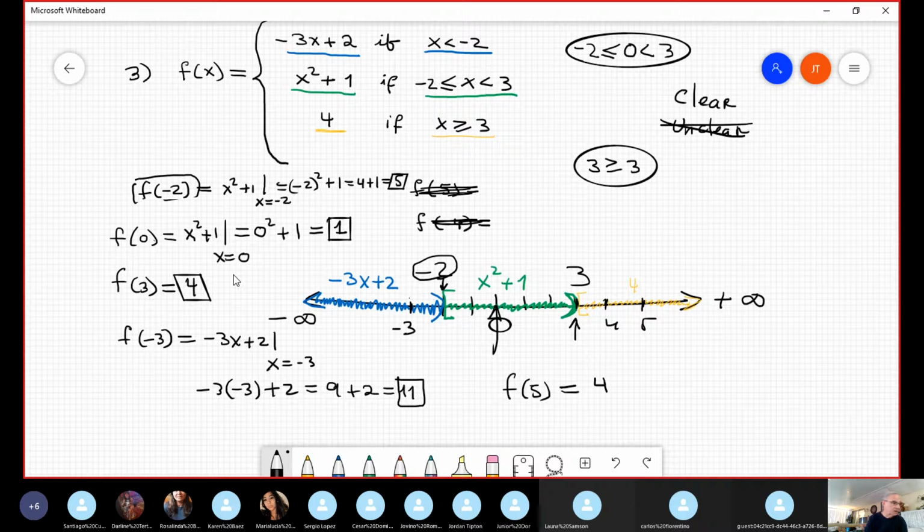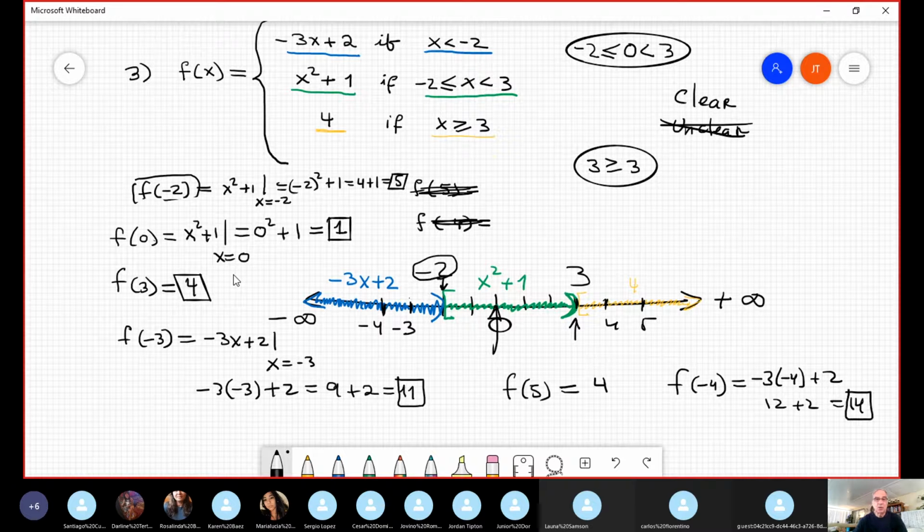And finally, negative 4. Negative 4 is here, in the blue part. This is negative 3 times negative 4 plus 2. The 12 plus 2, 14. Final.